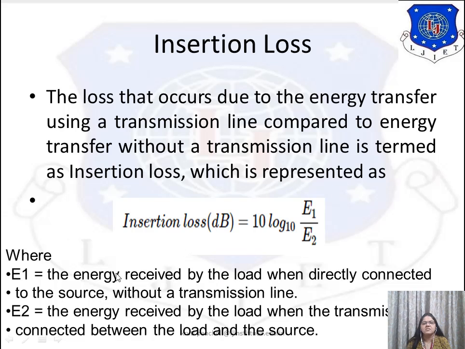E1 is the energy received by the load when directly connected to the source, when the source and load are directly connected without the transmission line. And what is E2? E2 is the energy received when the transmission line is connected between the load and the source. So at that time, the loss that we can find is the insertion loss.